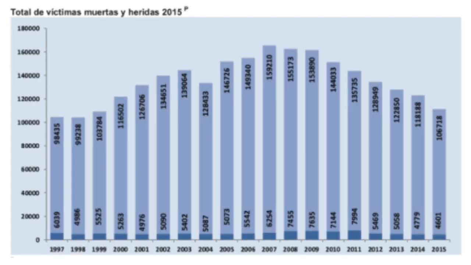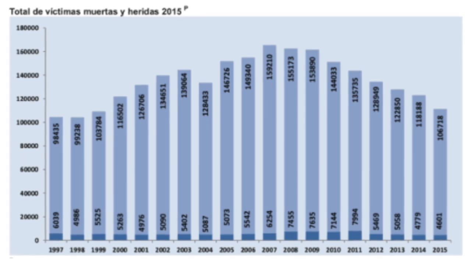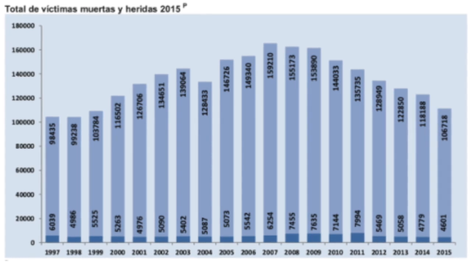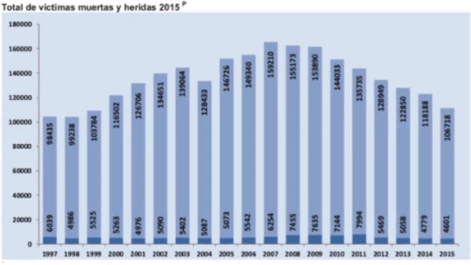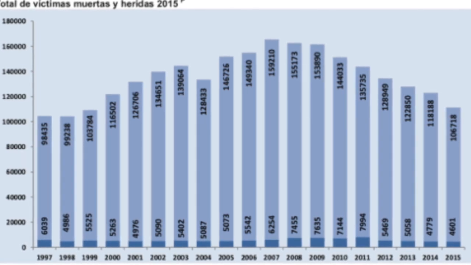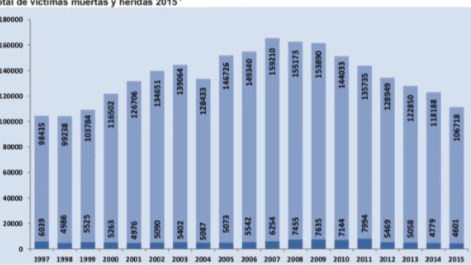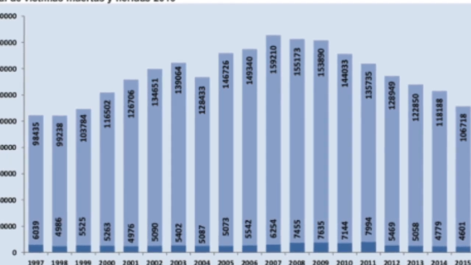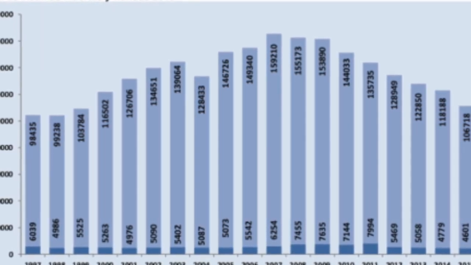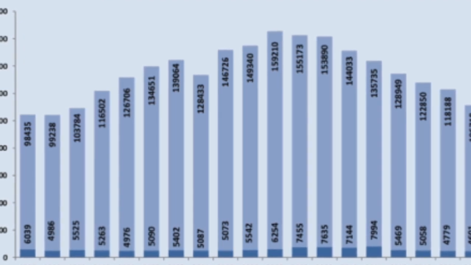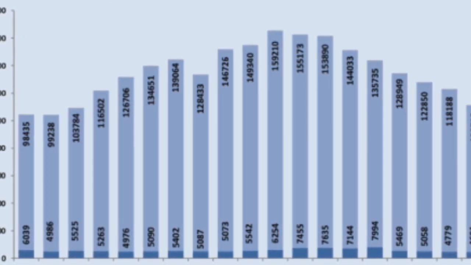Another graph shows the accidents from 1997 to 2015, the number of deaths and injuries per year. The domain goes from 1997 to 2015 and the range goes from 98,435 to 159,210. The independent variable are the years and the dependent variable are the amounts of deaths or injuries. It is an ascending type of graph and it does not show a trend.